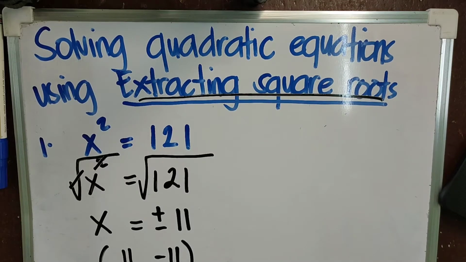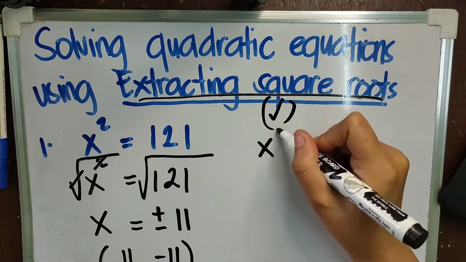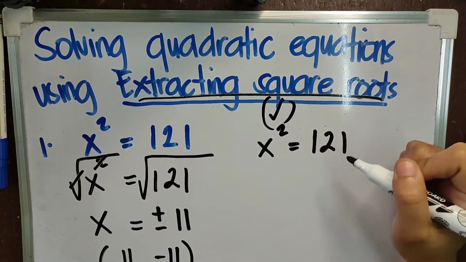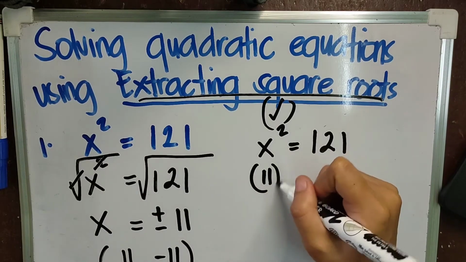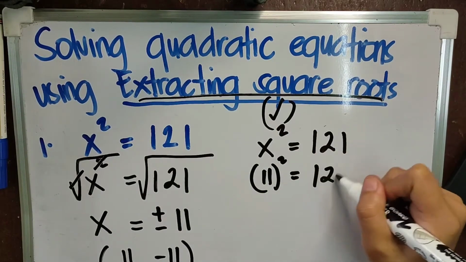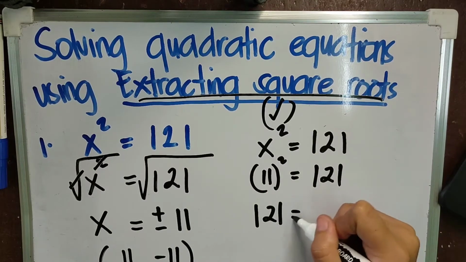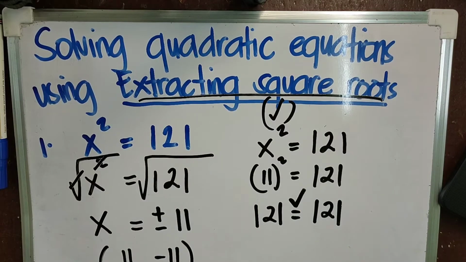Okay, to check if our answer is correct, we have checking. Go back to our original equation. We have x squared equals 121. And then substitute the given values to your x variable. So we have 11 squared equals 121. 11 times 11, or 11 squared, is 121, equals 121. Meaning our answer is correct, or the root is correct.